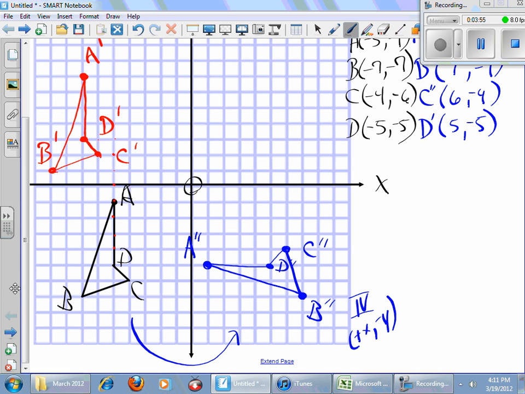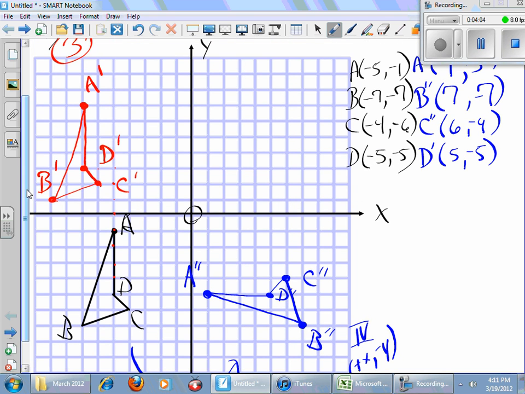All right, next I have to rotate the original 180 degrees. I'll do that one in green. The black ones are the original. I'm going to do the 180-degree rotation here. A triple prime, B triple prime, C triple prime, and D triple prime.